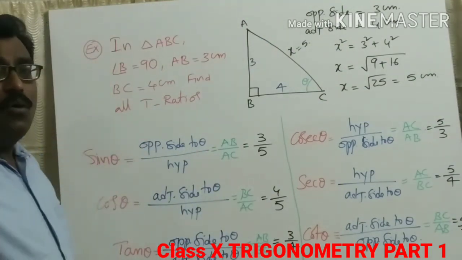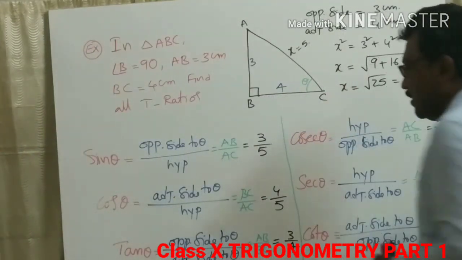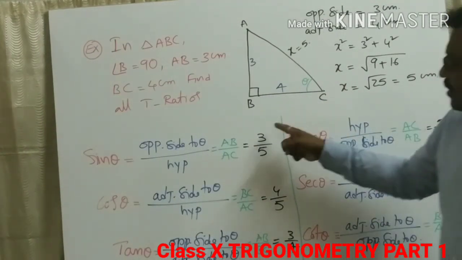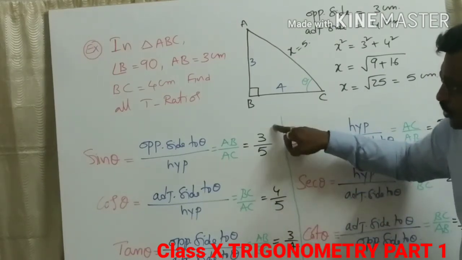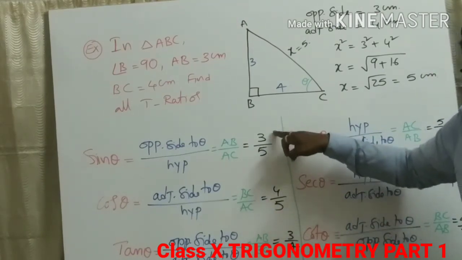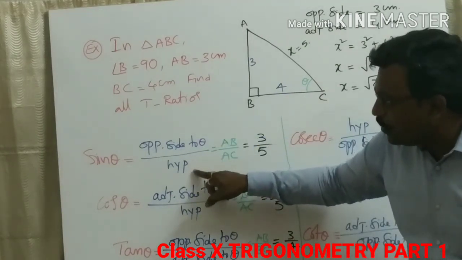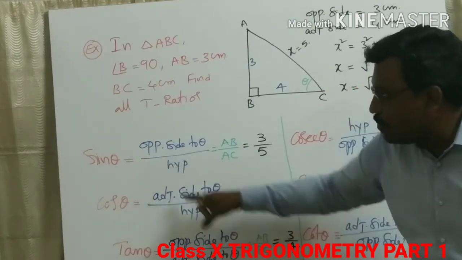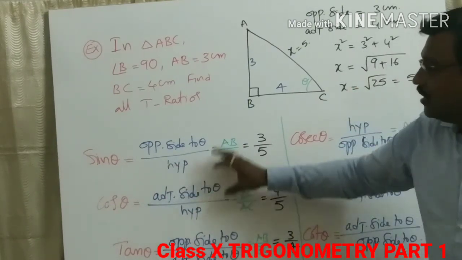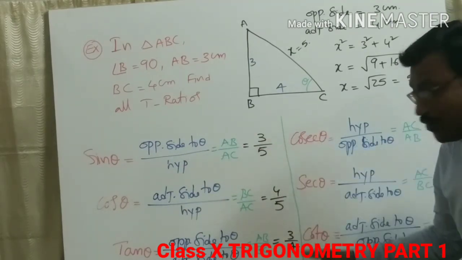And here, if you observe very clearly, we have 3 by 5 and 4 by 5. The ratio of these two, that is opposite by hypotenuse and adjacent by hypotenuse. If you cancel hypotenuse and hypotenuse, then what will come? 5 and 5 cancel, 3 by 4.